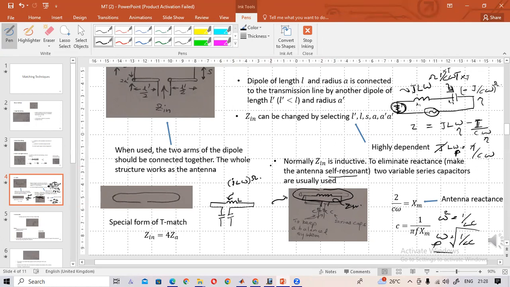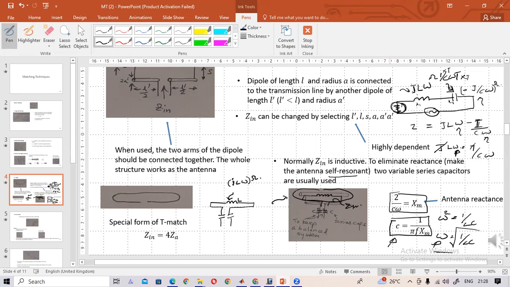So actually now to make it self-resonant, you have to add a capacitor along with the inductor. This is an inductive reactance, inductive impedance is there. So you can add capacitive reactance, so that you can cancel this inductance by adding the capacitance. Okay. So capacitance can be calculated using these equations.